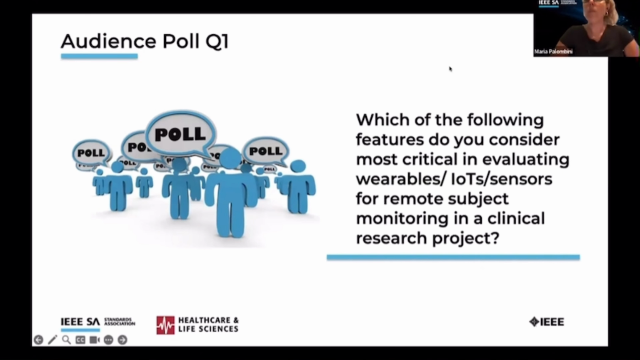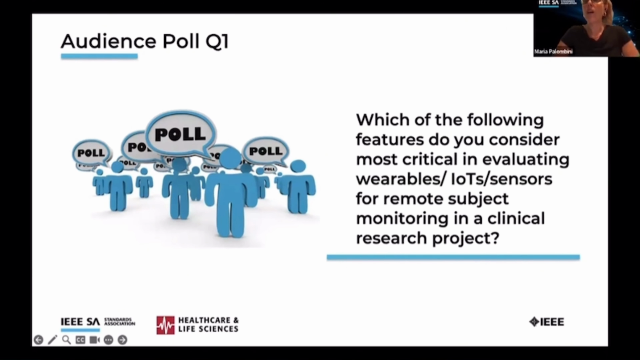But when we think about it, it's which of the following features do you consider most critical in evaluating wearables, IoTs, or sensors for remote subject monitoring in a clinical research project? So we're really looking for one answer. Technically, you probably look at the answer and say, oh, all of the above. But really, it's the one critical element that you find the most challenging. So this is a little bit of food for thought and really pushing you guys to think which one is going to be the most challenging for us.